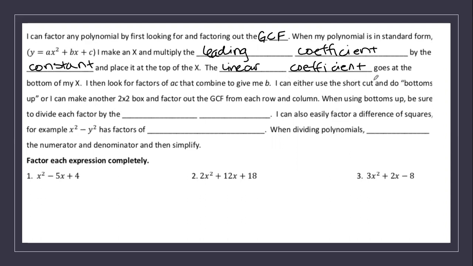I then look for the factors of a and c that combine to give me b. I can either use the shortcut and do bottoms up, or I can make another 2 by 2 box and factor out the greatest common factor from each row and column. When using bottoms up, be sure to divide each factor by the leading coefficient.